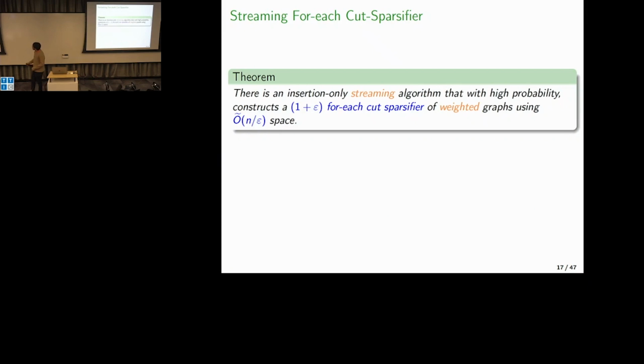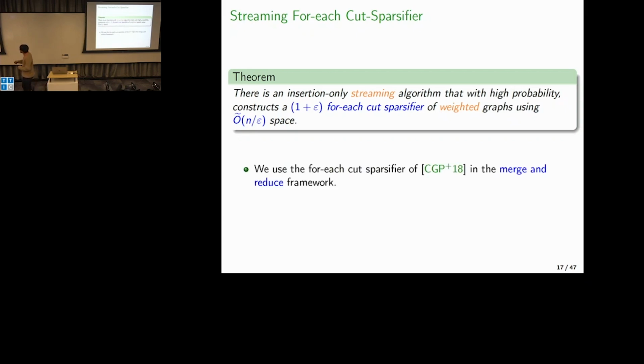Okay, so we show that you can even solve for-each sparsification in streams in the same amount of space. With just a few extra log factors, you can create a for-each cut sparsifier, right? And I will show you how to do this. We use the sparsifier of CGP18 and put it in the merge-and-reduce framework, right? I will show you what that is right now. For this we need two properties of these sparsifiers. So let me just pause here for a moment. Is this clear?